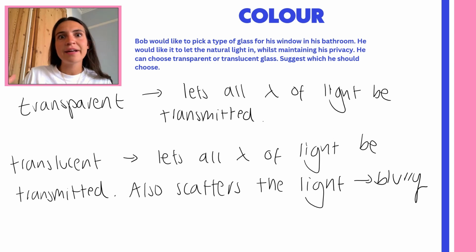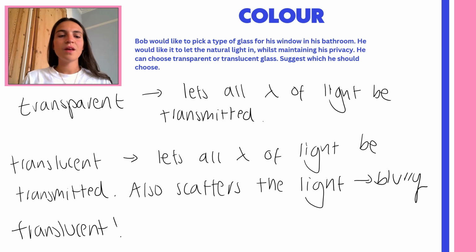And the scattering of that light as it goes through a translucent material is what makes the image on the other side appear a bit blurry. So it would seem that for Bob, he can get all that natural light coming in, but if he wants it to blur all of the light from his bathroom so that people from the outside can't see in, then he needs a translucent material.